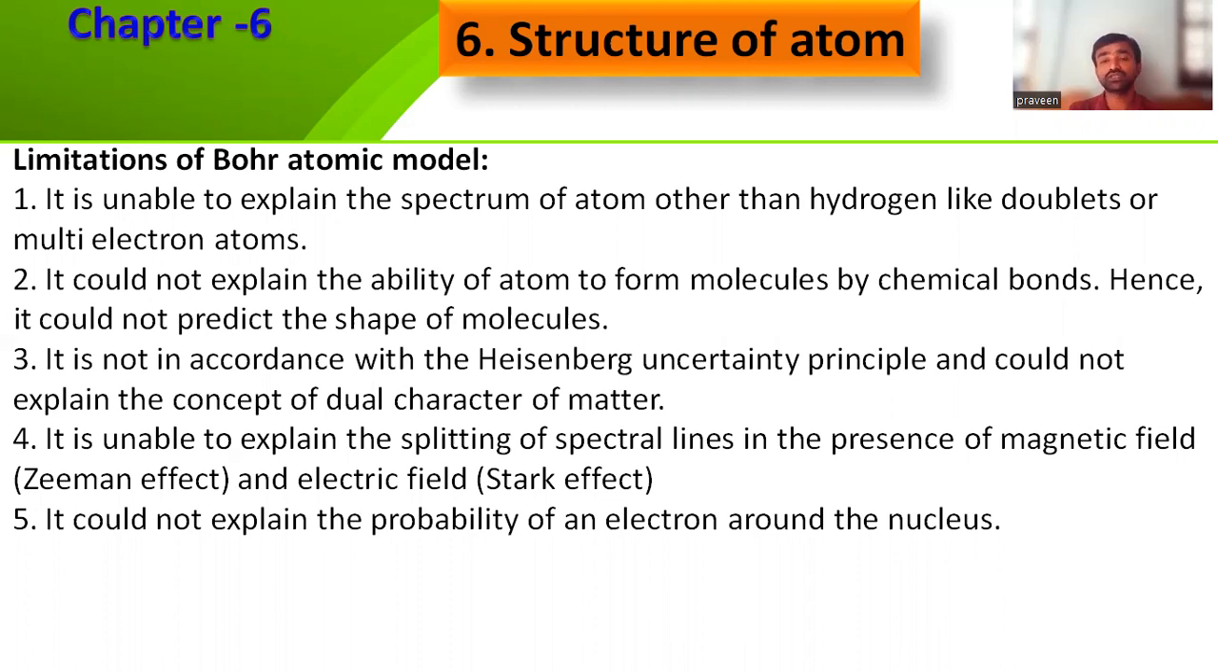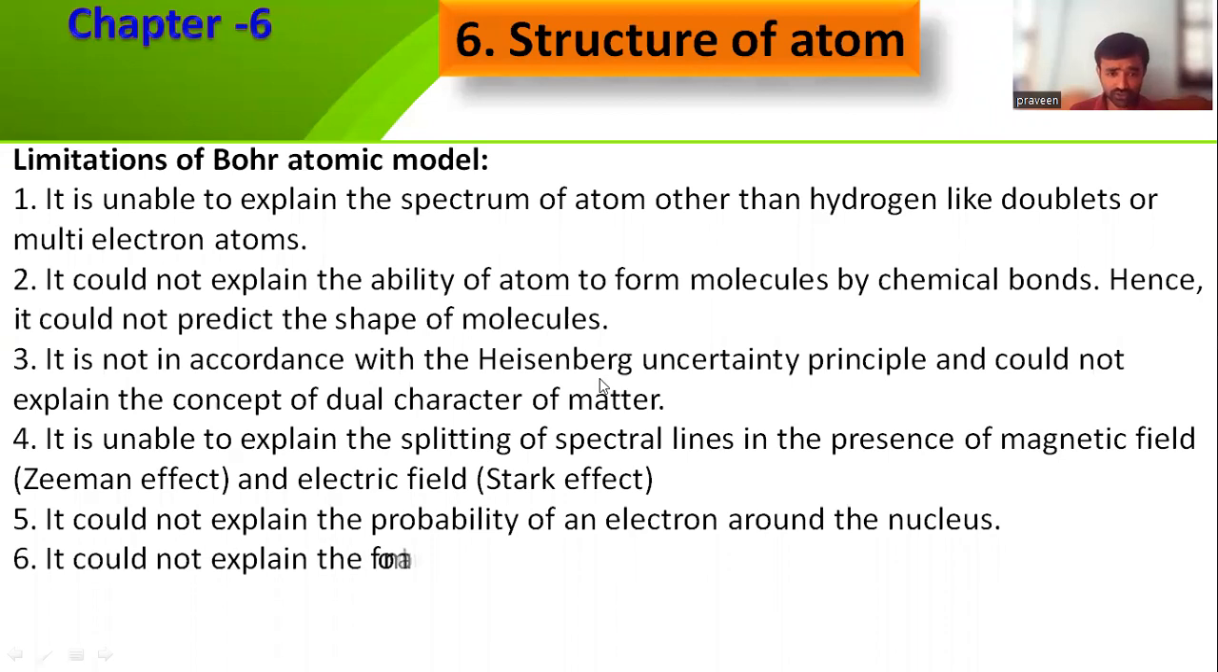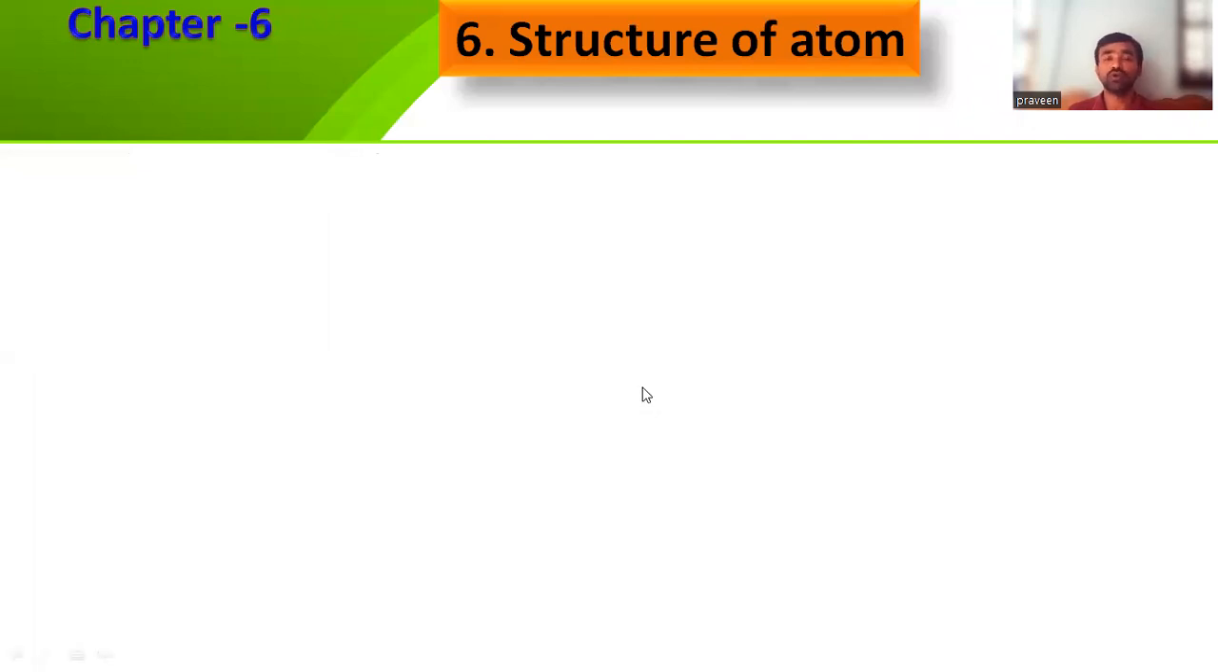And there is no discussion about the exact location of the electron in the orbit around the nucleus. So that's why it is not a successful model. Then we'll go for another model. Now we'll go for another topic, that is the Bohr-Sommerfeld model.